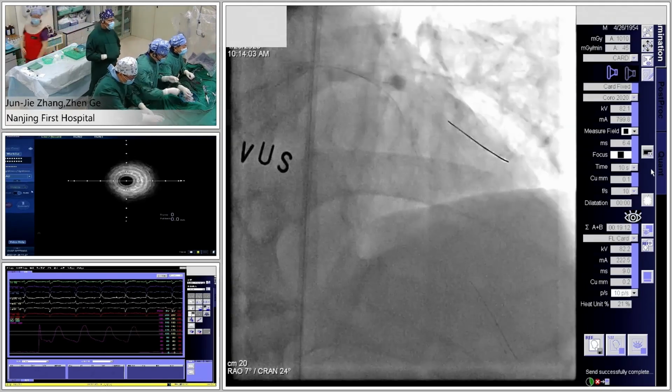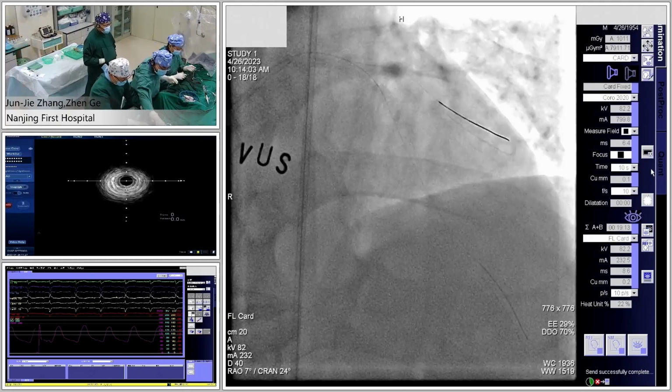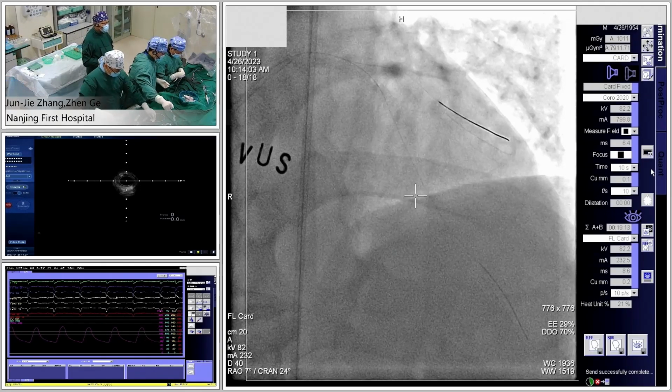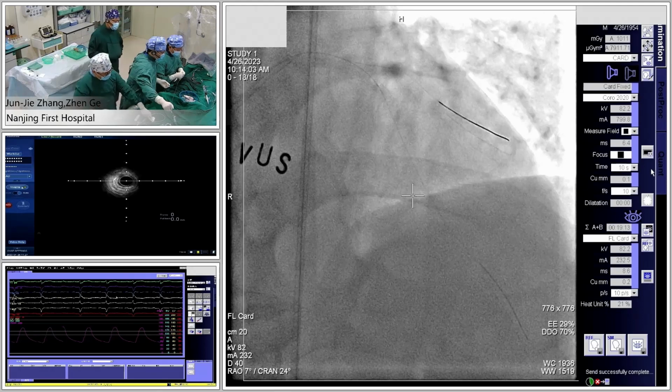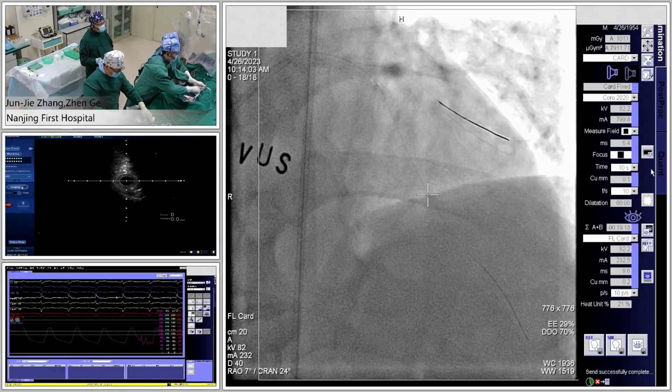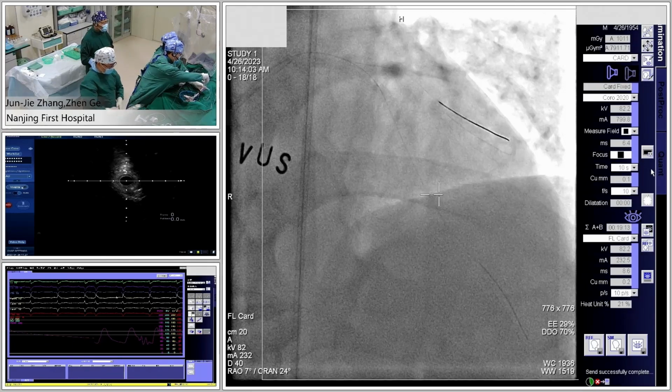The BP is okay. The patient is stable and has no chest pain. Please give some GTN intracoronary. Be careful.